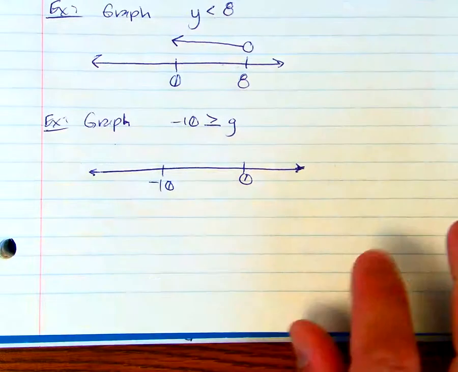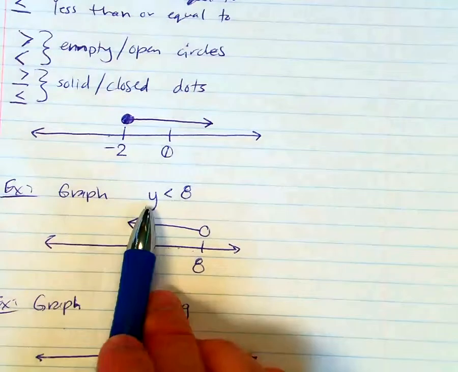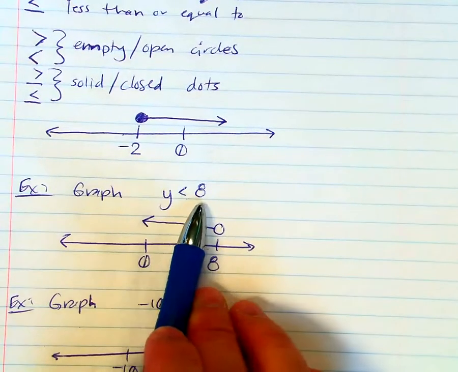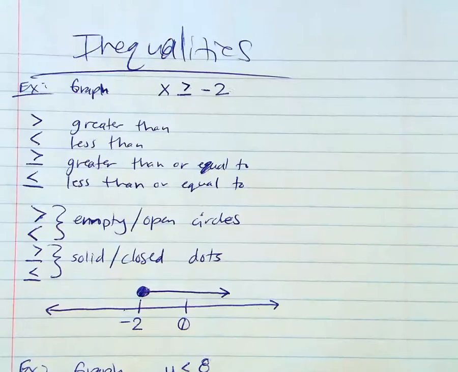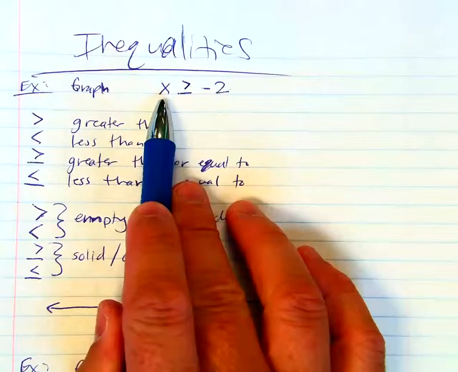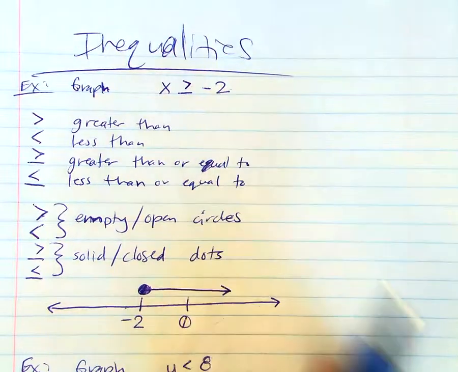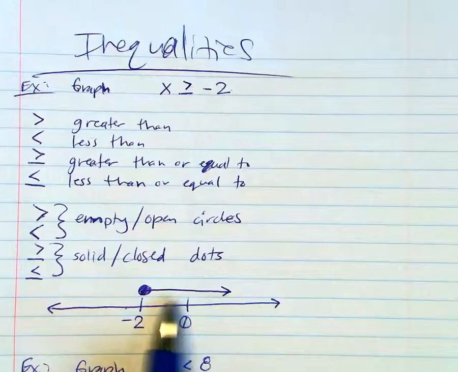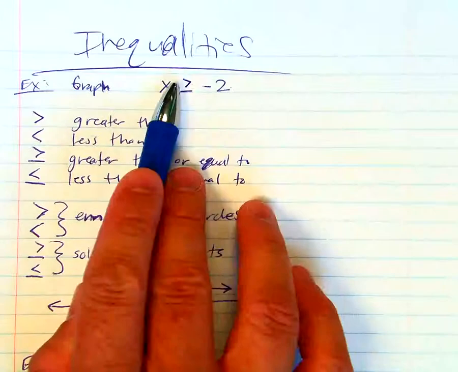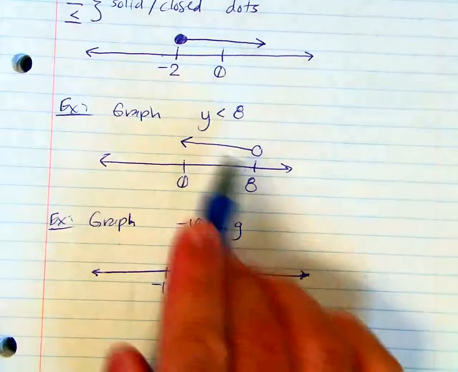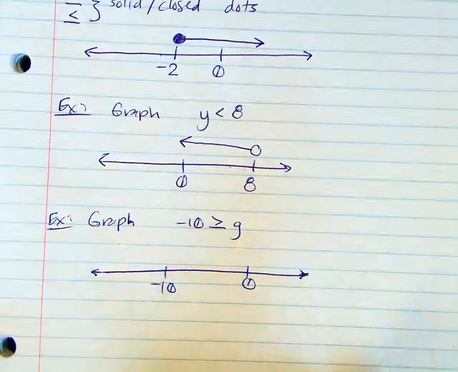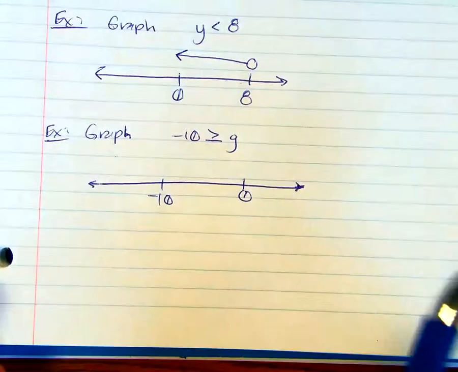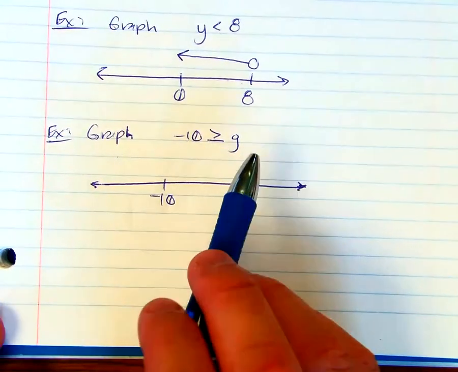If you look at the previous example, y was on the left, 8 was on the right. You look at the example before that, x was on the left, -2 was on the right. And in those examples, this arrowhead, this symbol in the middle, points us in the direction it's supposed to go. This one points right, we went right. This one points left, we went left. But in this one, it's not written correctly.